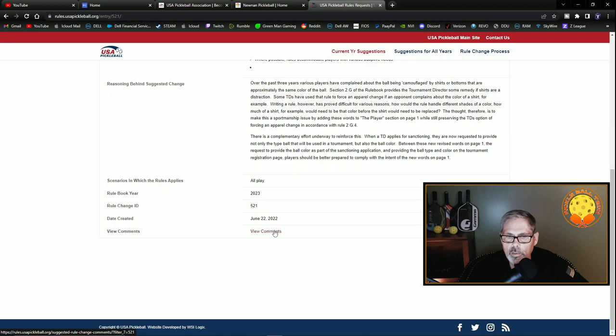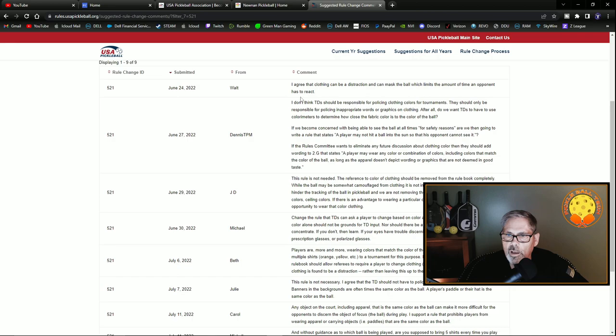Okay, Mr. Walt says, I agree that clothing can be a distraction and can mask the ball, which limits the amount of time the opponent can have to react. I don't think TDs should be responsible for policing clothing colors for tournaments. All right, what does Dennis say? If we become concerned with being able to see the ball at all times for safety reasons, are we then going to write a rule that states a player may not hit a ball into the sun so that his opponent cannot see it?